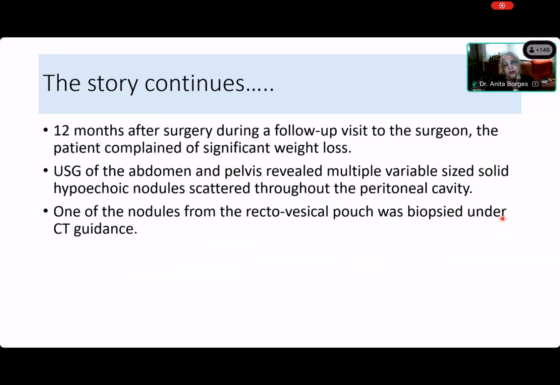This patient came back 12 months later because he was losing weight. When the ultrasound of the abdomen was done, they found multiple microechoic nodules right throughout the peritoneal cavity. One of the nodules from the rectovesical pouch was biopsied under CT guidance. So now what do you think? What do you think, Chandana? Here is what it looked like.